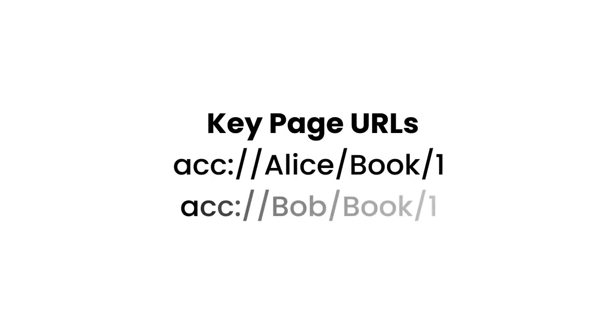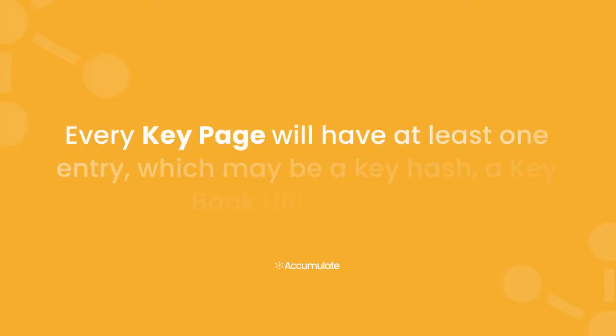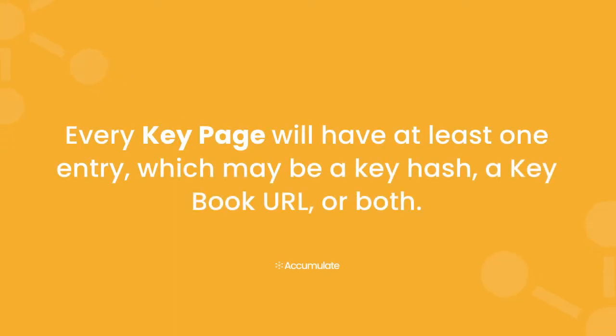level. However, Alice and Bob aren't really creative, so we're going to assume that each ADI gave their keybooks the generic name book, and each book only has a top-level priority key page 1. So we have Alice/book/1 and Bob/book/1 as our key page URLs for both ADIs. And finally, we know from the second video linked below on key management that every key page has at least one entry, which could be a key hash, a keybook URL, or both.